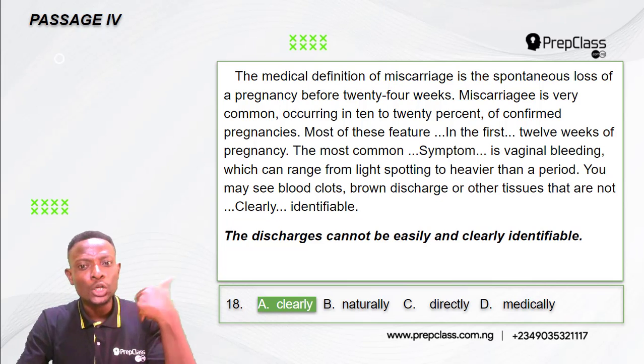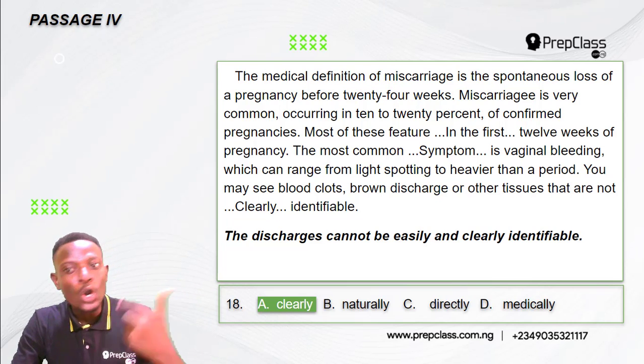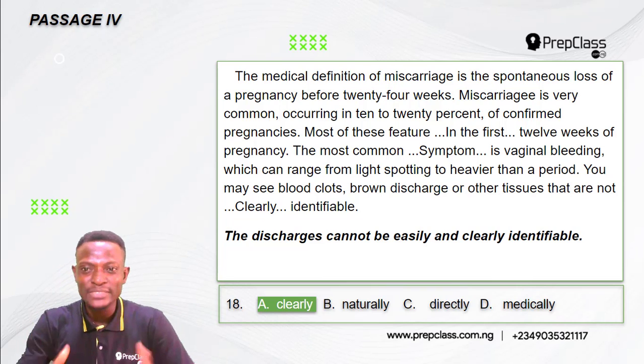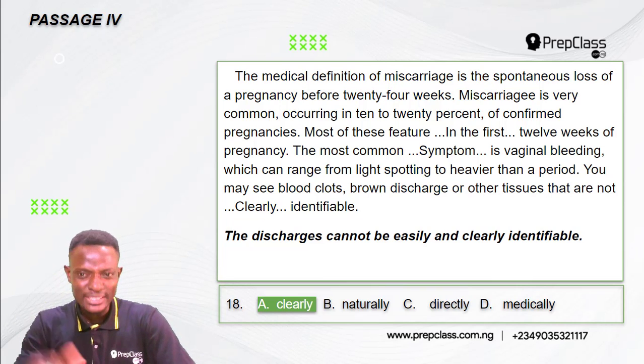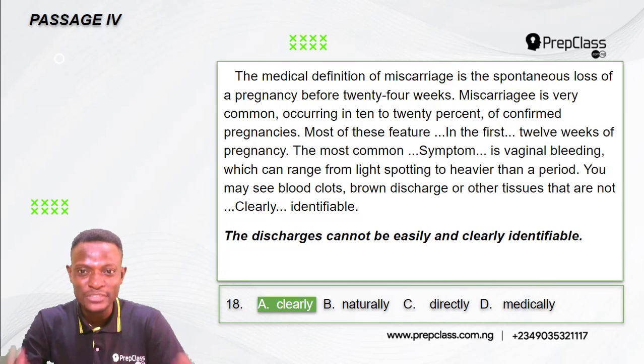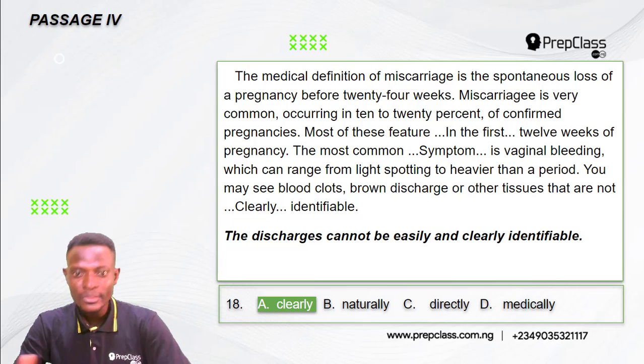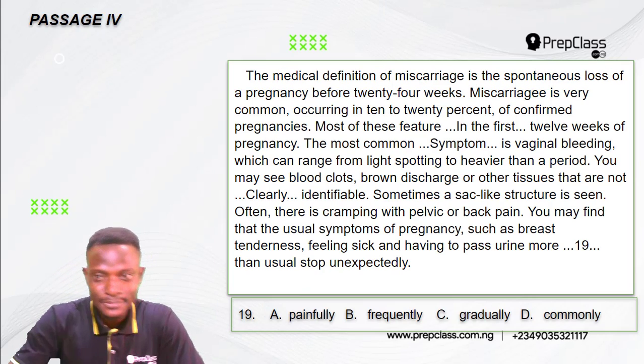You may see blood clots, brown discharge, or other tissues that are not clearly identifiable. You cannot easily and clearly identify the kind of discharge you are having. So the answer is option A, clearly. Moving on, question 19.